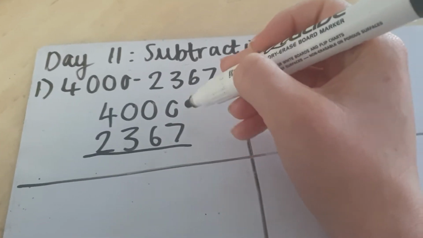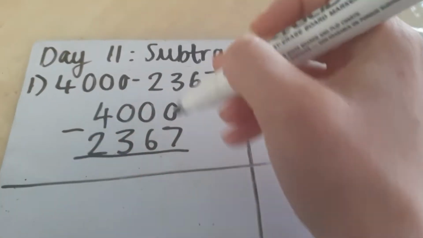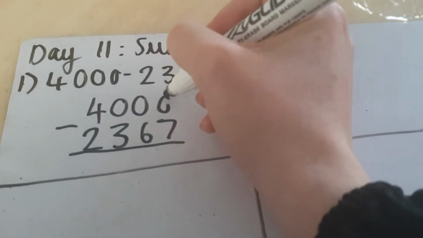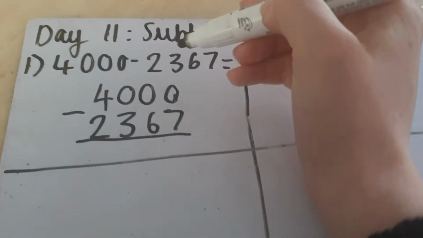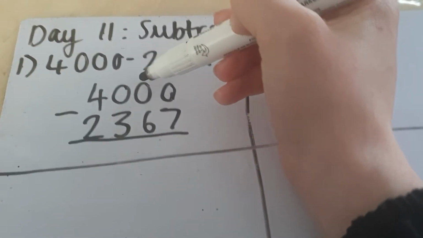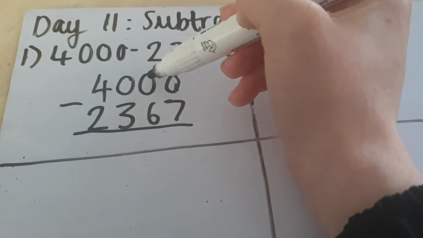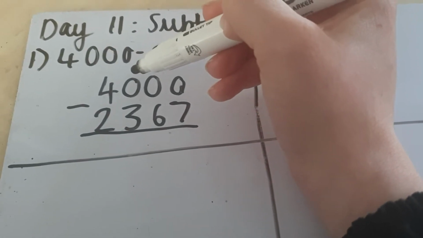Now obviously 0 take away 7, you can't do that, because we really cannot take away 7 from 0. So what you need to do is exchange. Now we can't exchange from the tens because there's 0 tens. We can't exchange from the hundreds because there are 0 hundreds. Therefore we have to exchange to the thousands. So the 4 will become a 3.